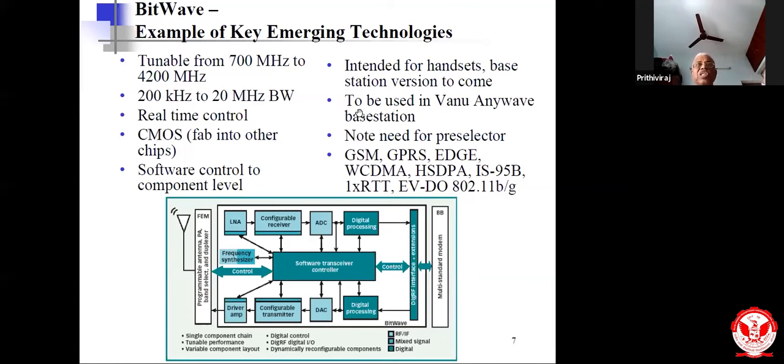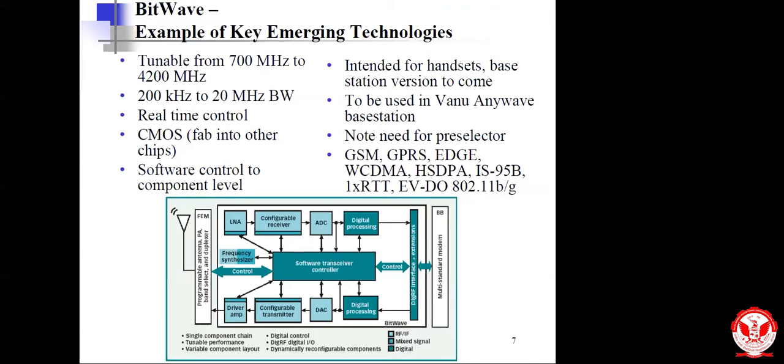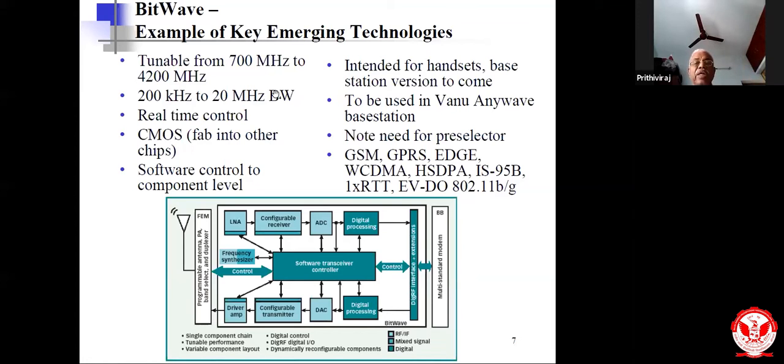So whether you're going to operate in GSM or CDMA or 2G, 2.5G, 3G, 3.5G, 4G, these are all things which are getting covered. And typically the bandwidth at which this is also being reckoned with starts from a frequency like 200 kilohertz up to 20 megahertz. That is a fairly good bandwidth on which the control is being exercised. Next point is very important. It is real-time control. This is a wonderful property which we would like to harness. And then the CMOS fab into other chips that can be brought out. Software control to component level. So it is not confined to only the periphery, but you can go deep down right into the component level, we can configure.